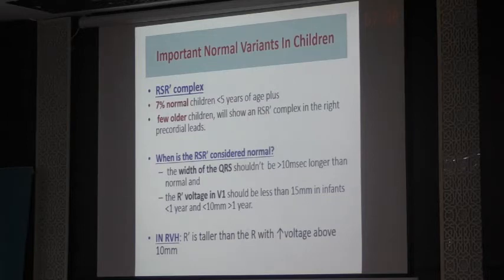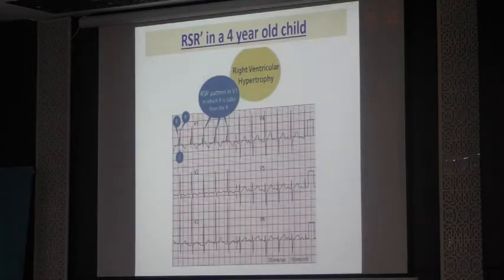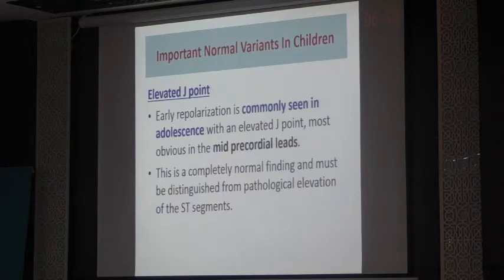So in right ventricular hypertrophy, I find the R' taller than the R, with increased voltage. And this is an example of right ventricular hypertrophy. The R' is higher than the upper limit of normal, so it is suggestive of right ventricular hypertrophy. In adolescents, early repolarization is commonly seen with an elevated J point, most obvious in the mid precordial leads, and this is normal in children. This is a completely normal finding and must be distinguished from pathological elevation of the ST segments.